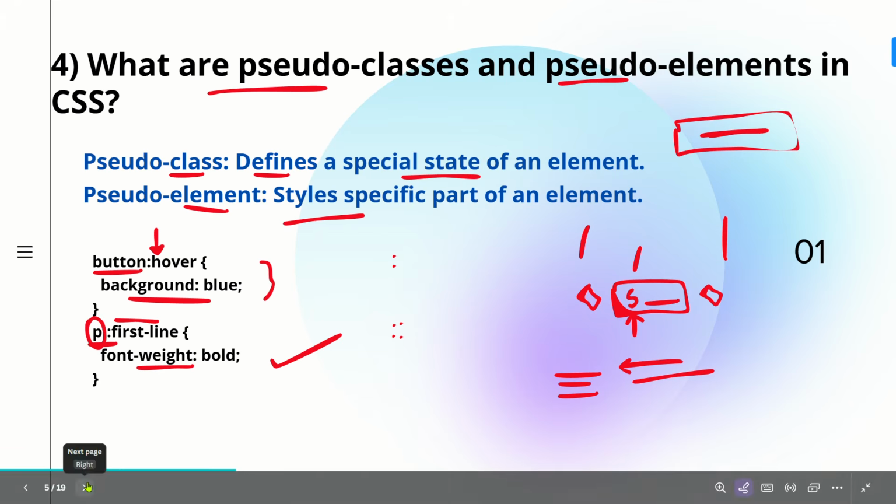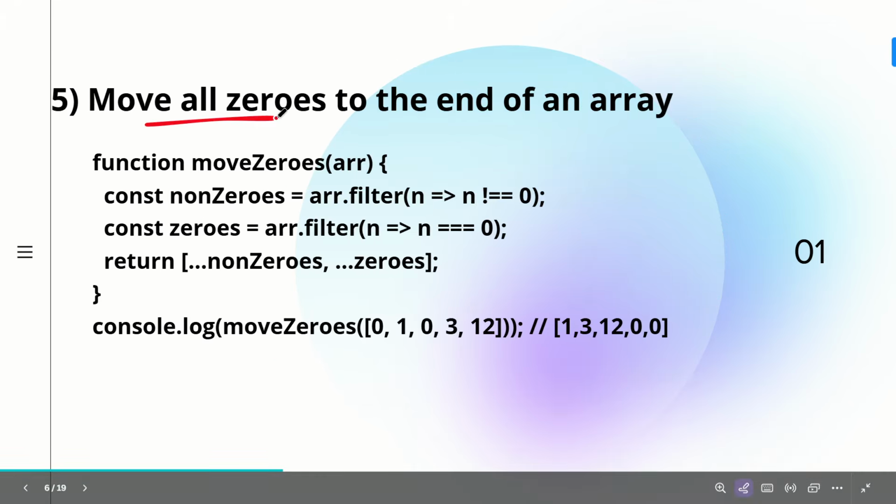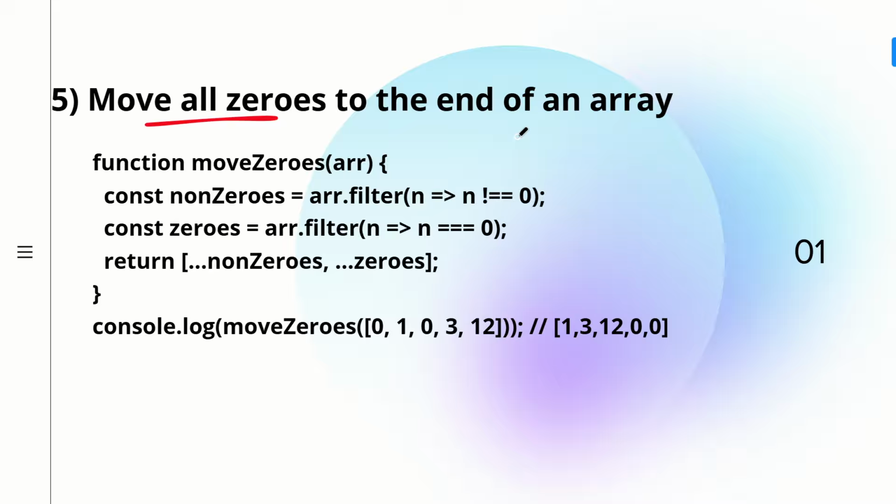Let's see the fifth question: move all the zeros to the end of the array. This was a coding question asked in the interview, where you are given an array which has multiple values. What you have to do is get all the zeros. How many zeros are there? All the zeros should be placed at the last and all the other values should stay normal. So let's see how we can solve this question.